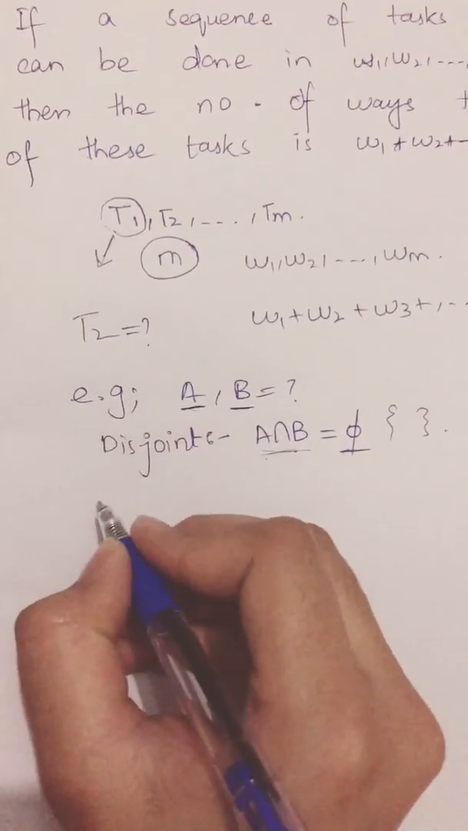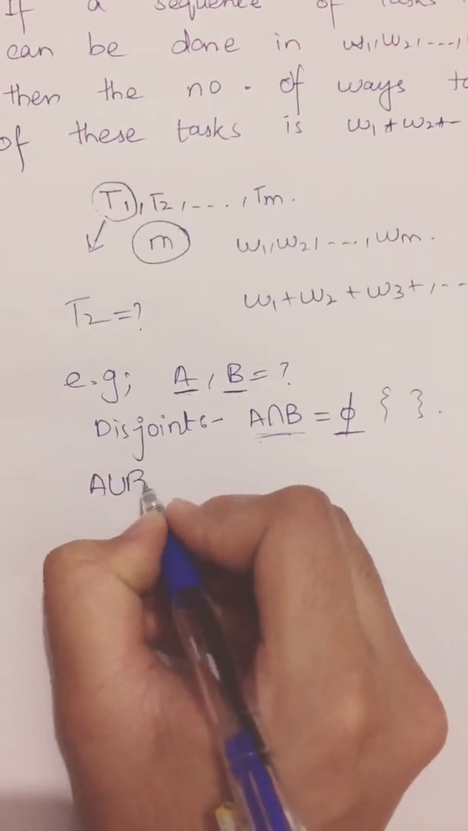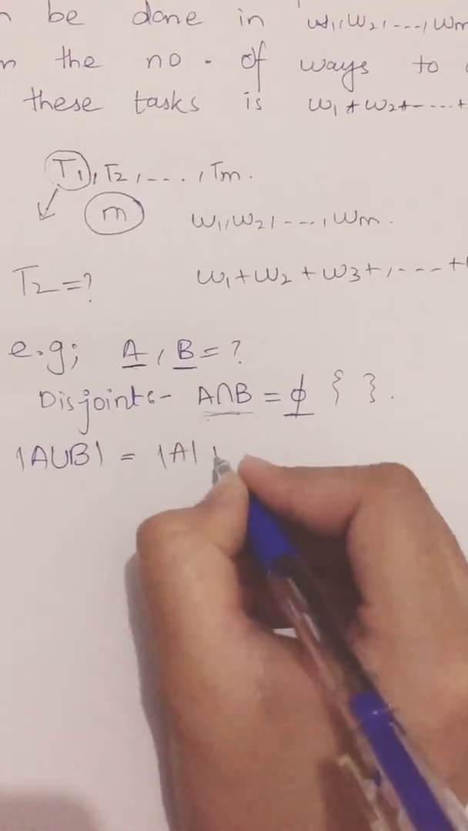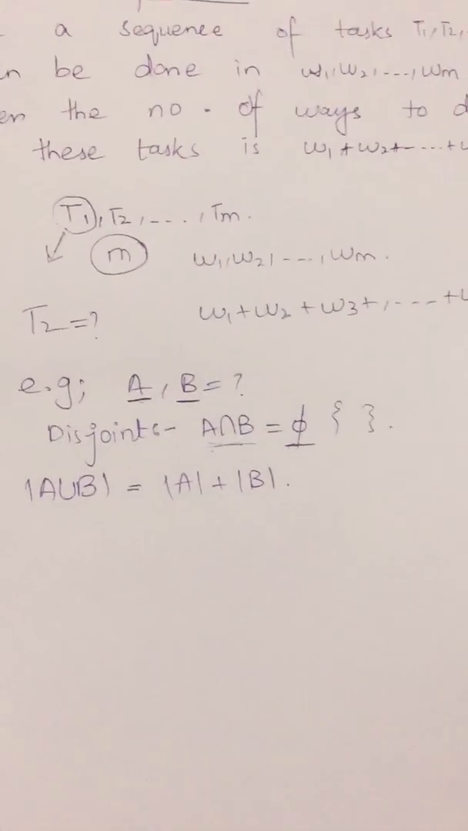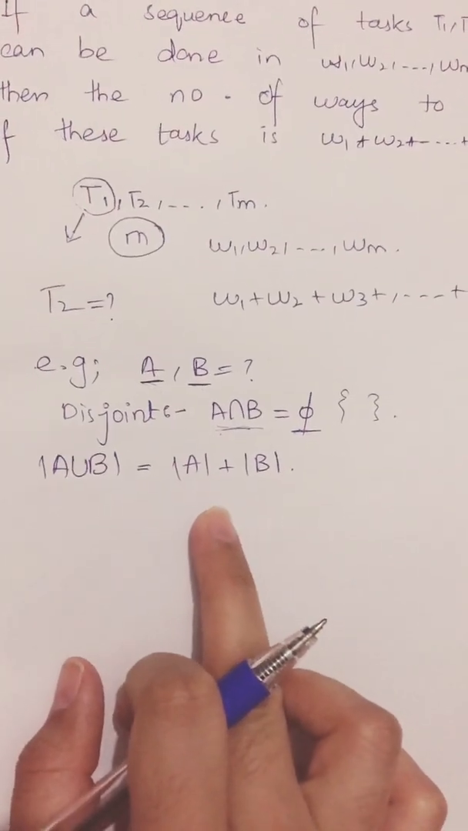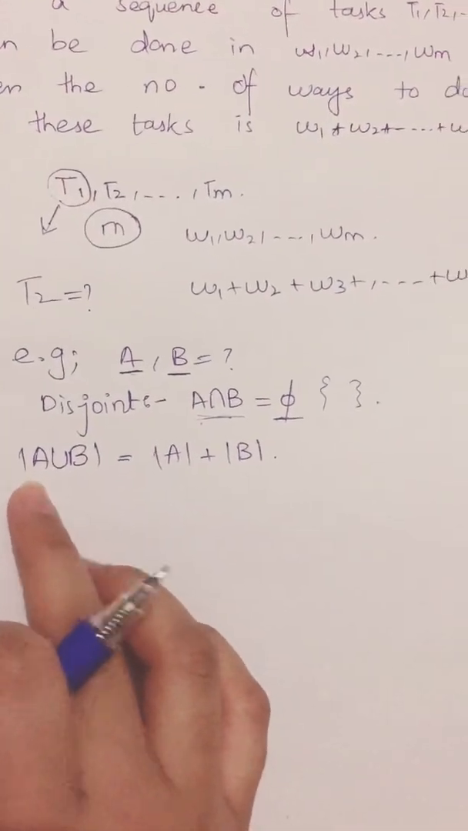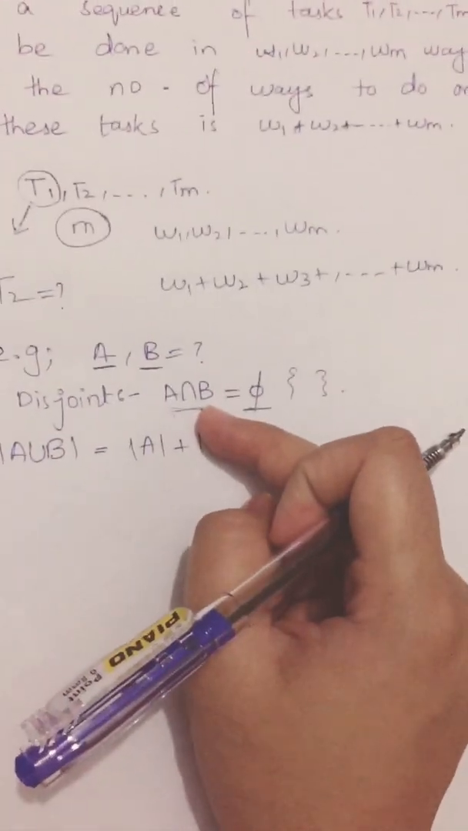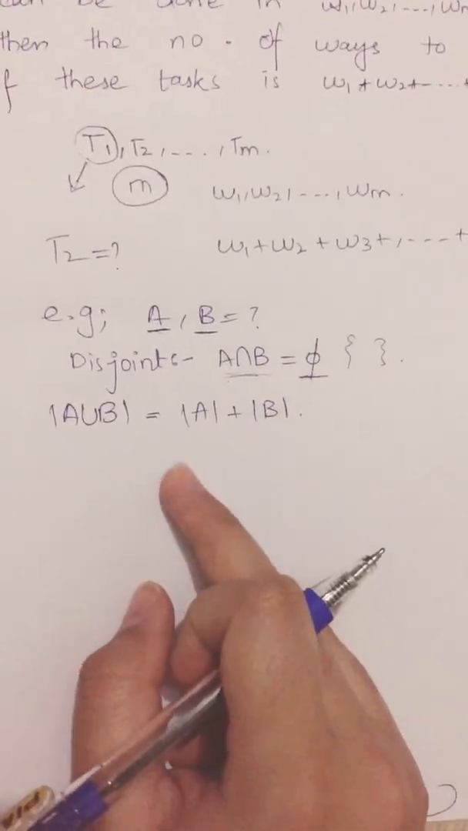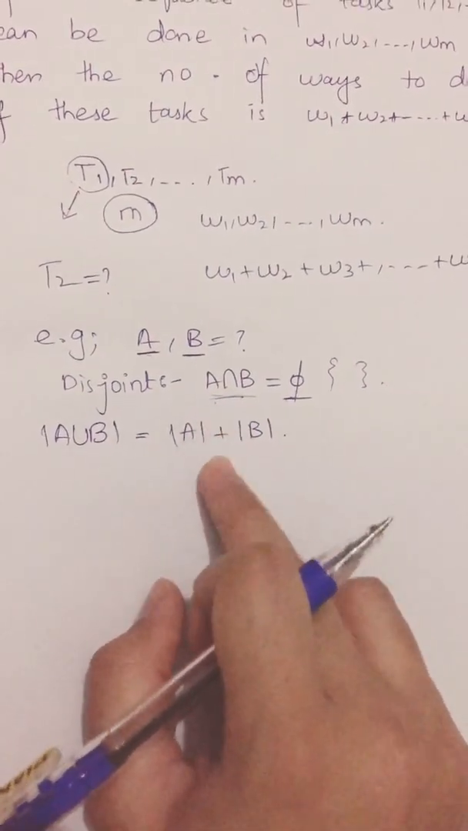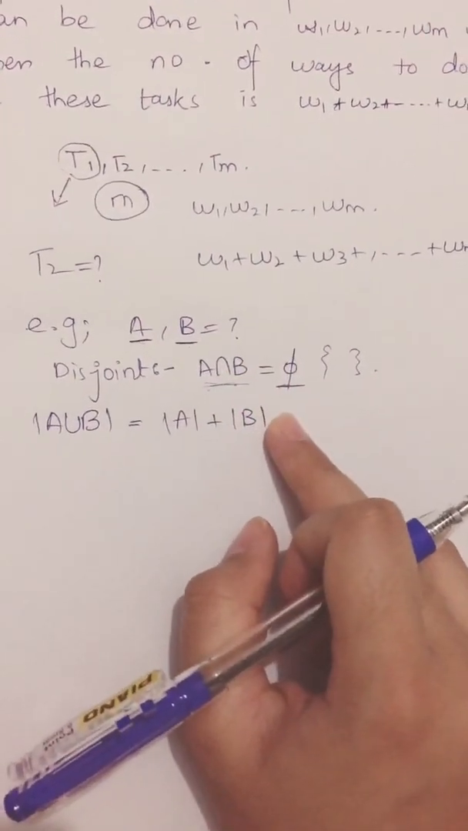So the formula for these 2 tasks would be this one. As I am applying the sum rule here, according to the sum rule, the union of 2 sets which are disjoint in nature would be the first set or task plus the second task.